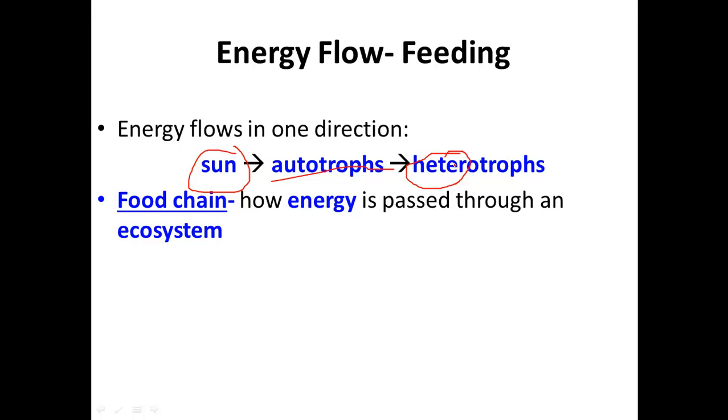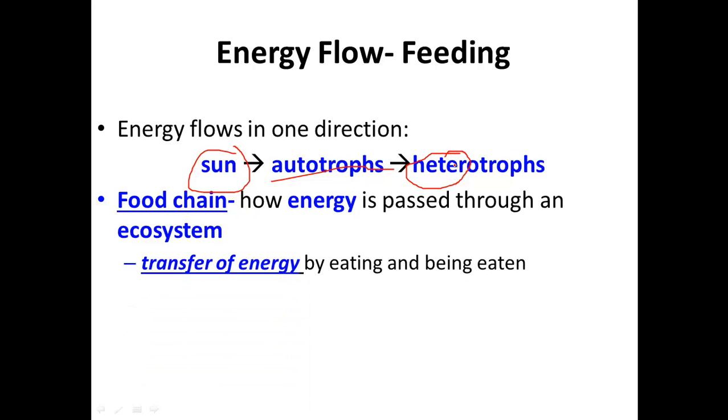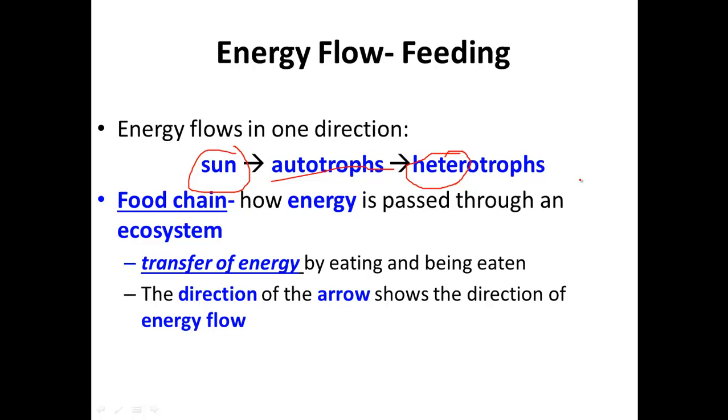So a food chain is showing how energy is passed through an ecosystem. When we just looked at those trophic levels, you saw who is eating who. When you're eating, you're getting energy. That's why we eat, right? So we're showing a transfer of energy with these arrows by showing where the energy is going. We're showing energy flow. So the direction of the arrow shows the direction of the energy.